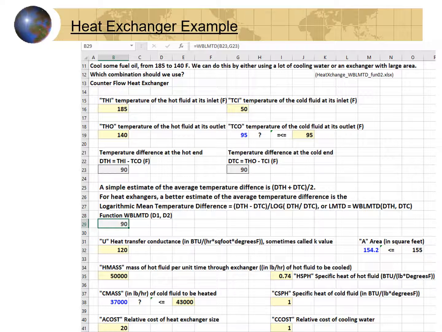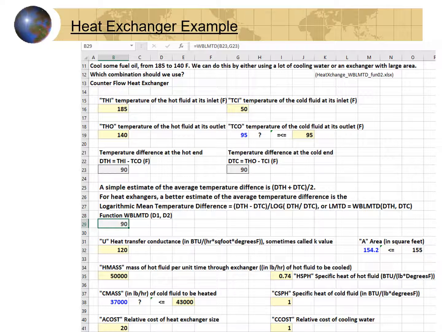So here is a What'sBest spreadsheet set up for solving a very simple heat exchanger optimization problem where the main decision variable is simply the area of the heat exchanger. And as with most of the spreadsheet examples here, I give the name of the spreadsheet up in the upper right here. So this one is called Heat Exchange WBLMTD Fun 2. So if you're looking on the thumb drive or if you're searching our models library, that is what you would be searching for.